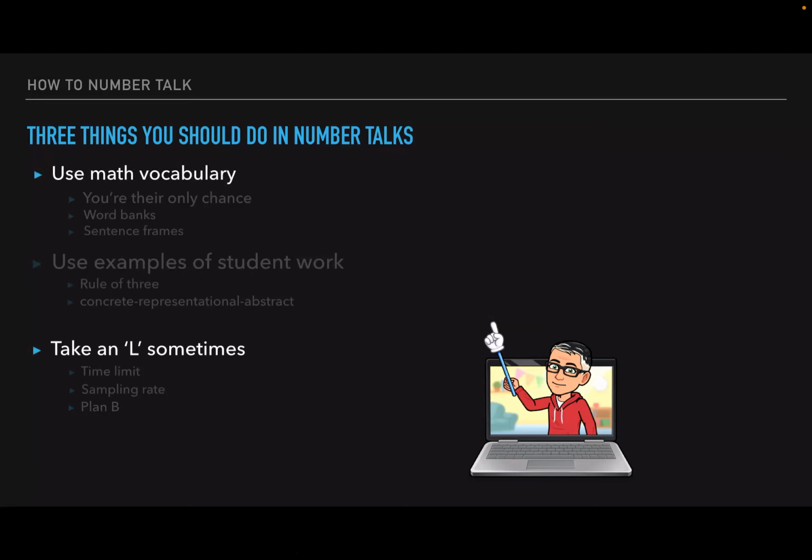Don't forget to use math vocabulary whenever you can. You're modeling it for them. And use examples of student work, but be careful how you do it, please. You should present the student work, not the students. You'll see more about that in 3 Things You Shouldn't Do in Number Talks.